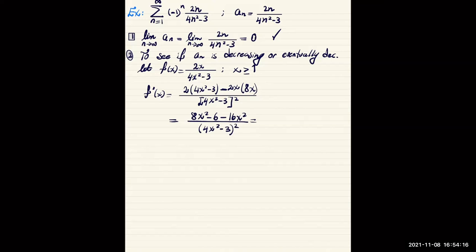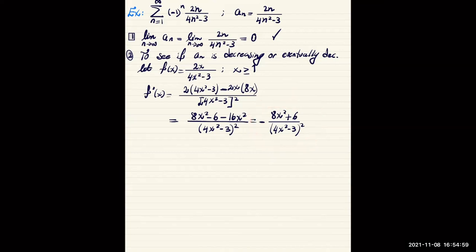All right, so the top gives us 8x squared minus 16x squared. That's a negative 8x squared. Then we have this minus 6. You can take out the negative and get 8x squared plus 6 over whatever the bottom is. All right, so if you think about it, guys, this expression is always negative. I factor out the negative, and this whole thing is always negative.